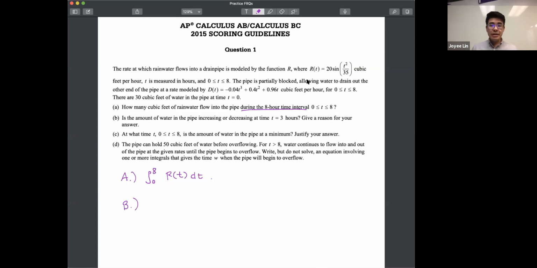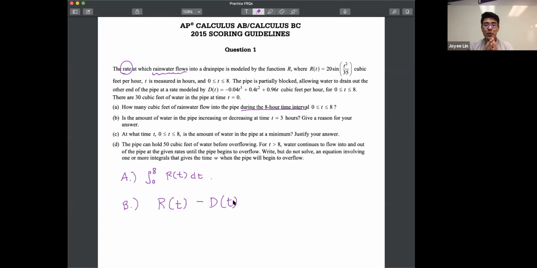So notice in the question, they give you R as a rate function, the rate at which rainwater flows. So this is already the derivative function. And then what about D? D is also a rate function about the water draining out. So first things first, we need to set up your overall rate. So R of T minus D of T. We have the positive rate that's flowing in, so we leave R of T positive. And then we minus D of T because that's the water leaving the tank.